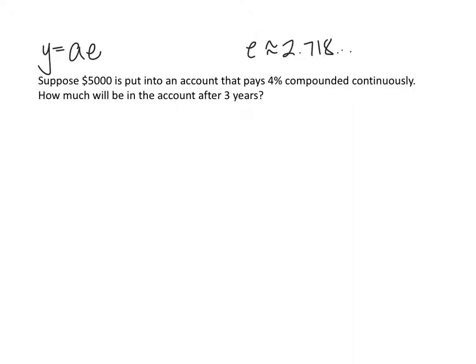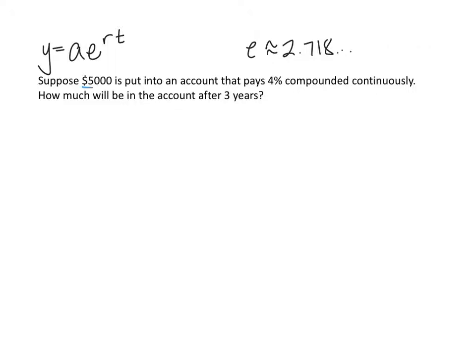It's an irrational number. You can use the button in your calculator, or you could just use 2.718 when you work it out. To the R is the rate, and it's usually written as a percent. We have to change it to a decimal, times T is the unit of time. Okay, so let's look at this first problem.